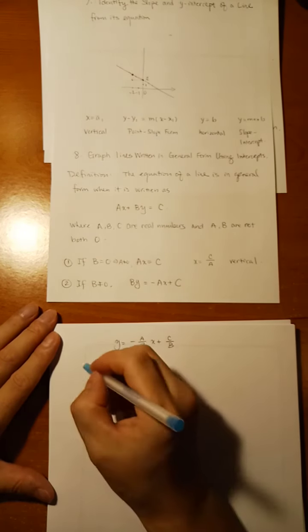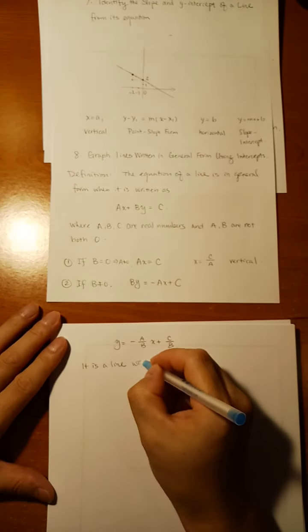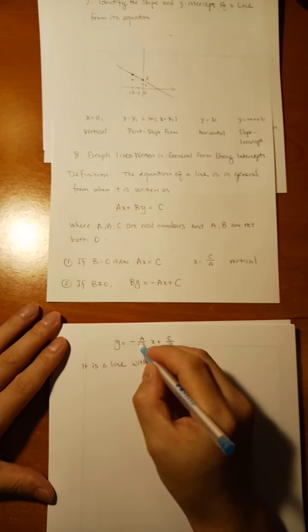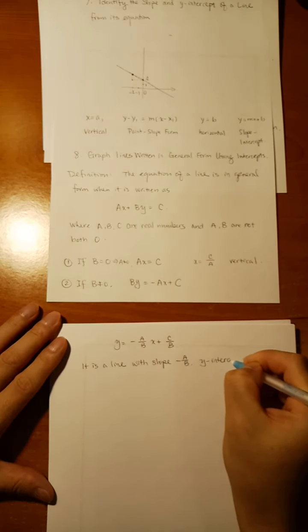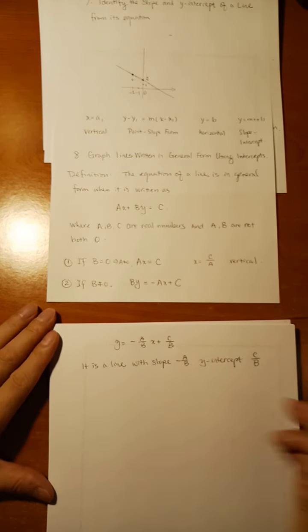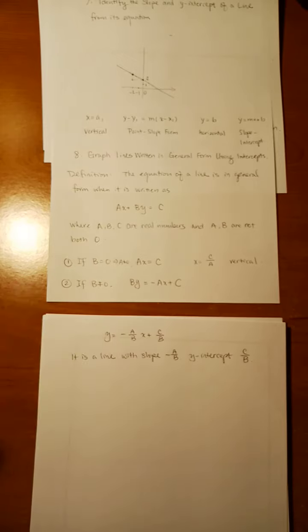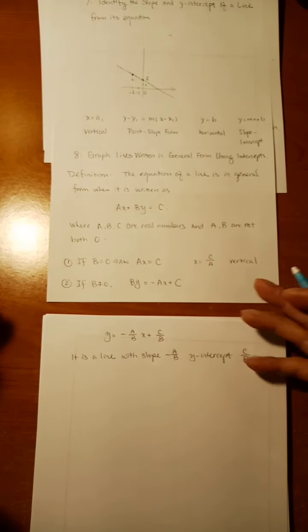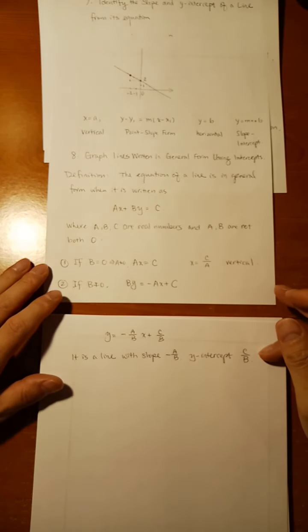Okay, then it is a line with slope negative A over B, y-intercept C over B. So this is exactly the slope-intercept form. Right? So those two cases give us two general results: you have a vertical line, or you have a slope-intercept form. See it?